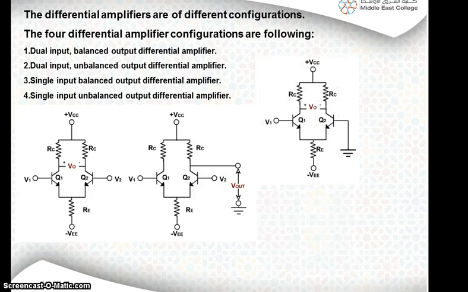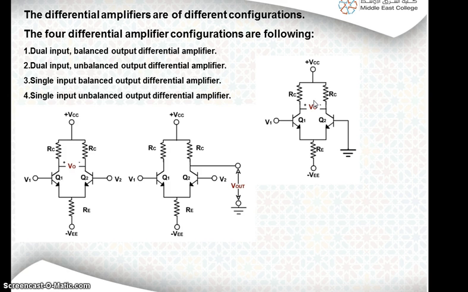Now the third case is single input balanced output. Single input means we provide only one input. The other input is equal to 0; we are not providing it, it is grounded. Now this is single input, only one input, and see here the output is taken between the two collectors of the two transistors. So it is called a balanced output. So the third case is the single input balanced output differential amplifier.